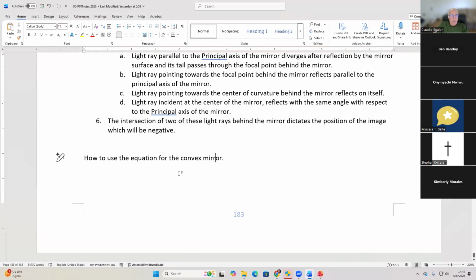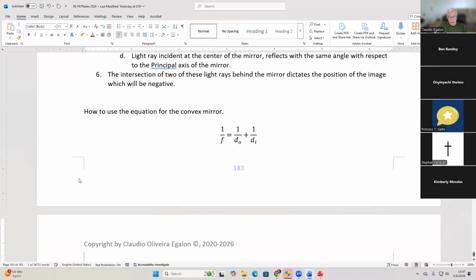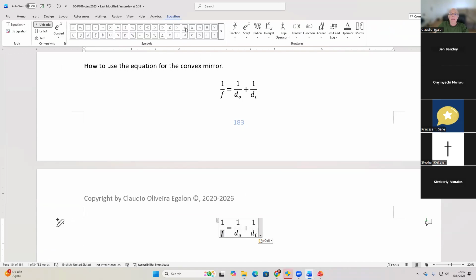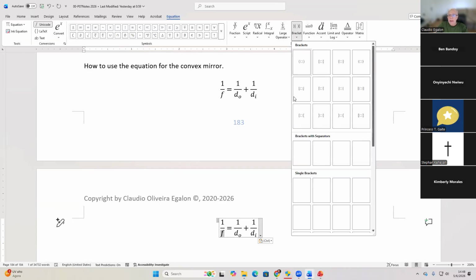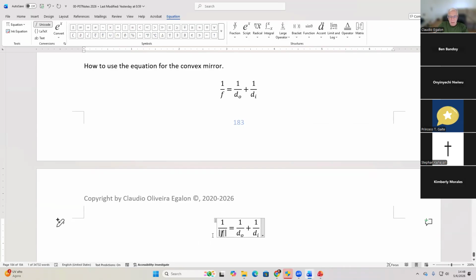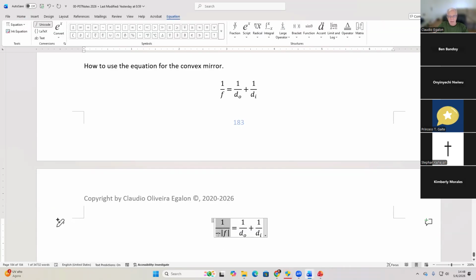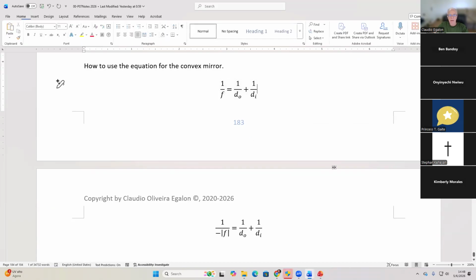Okay, how do we use the equation for the convex mirror? Don't forget that F is going to be negative. That's what you have to do. Because F is negative, I'm going to emphasize the fact that this term is negative by putting the bar around the F, because we're taking the positive of F, and I'm emphasizing here that this F is negative.